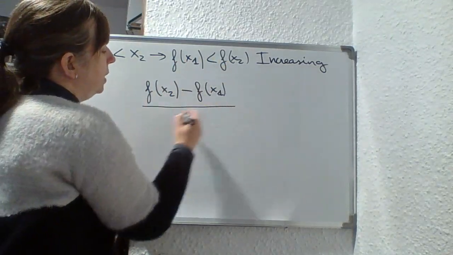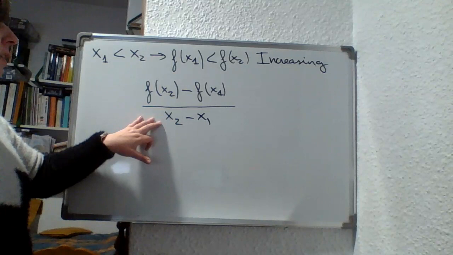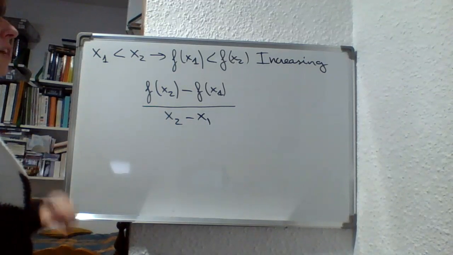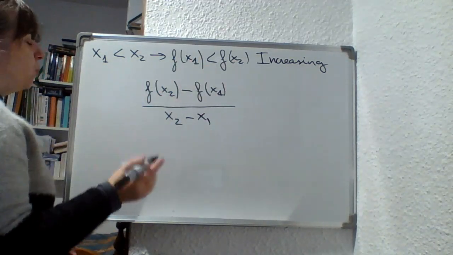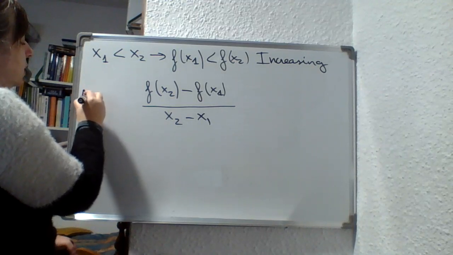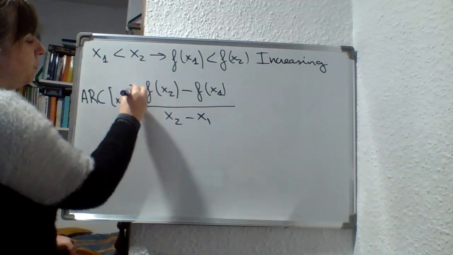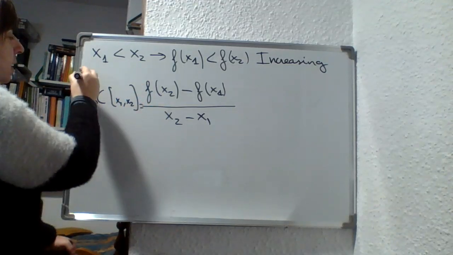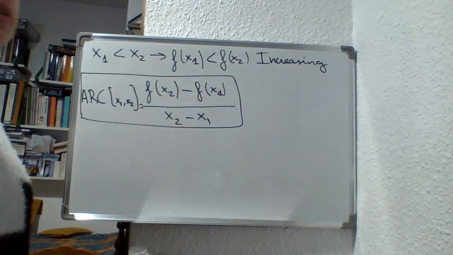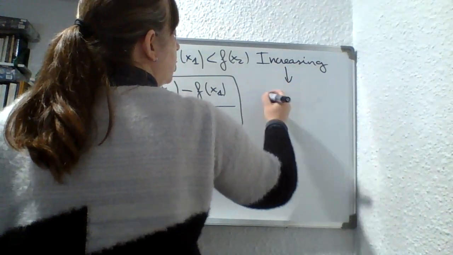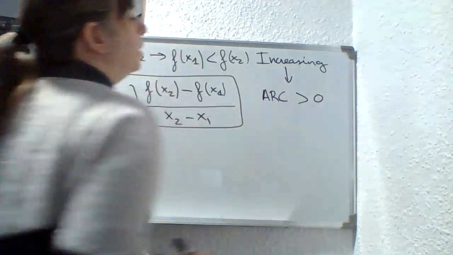So, if I divide by x2 minus x1, this is a positive quantity, and this quotient is positive if the function is increasing. And this quotient, defined this way, is called the average rate of change between x1 and x2. And this is the definition. So, an increasing function will have average rate of change always positive.